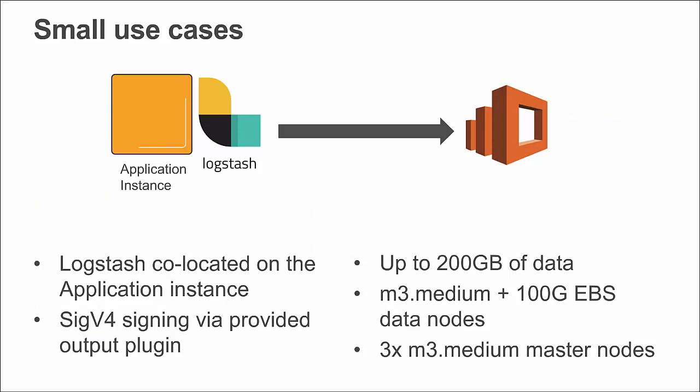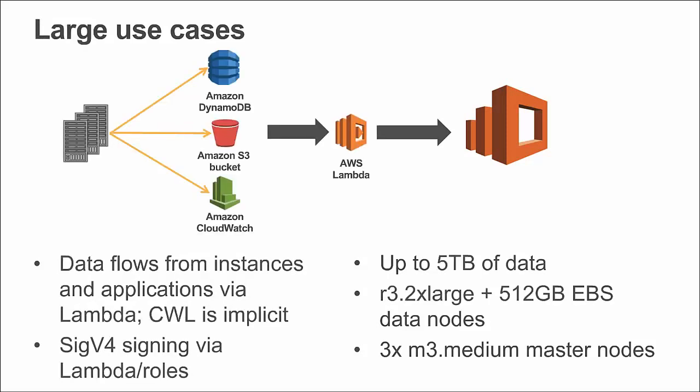So let's talk about a couple of use cases and ways to get data in. Many of our customers are already using Logstash to get data into open source Elasticsearch. For smaller use cases, we think this is still a fairly good pattern. You can use Logstash and connect to an Amazon Elasticsearch service domain. We provide a Logstash output that does AWS SigV4 signing, so it makes it easier to specify a user-based policy and send your data out with Logstash directly off the application nodes. This is good out to a couple of 100 gigs of data, perhaps with M3 mediums and 100 gigabyte EBS data nodes. And we always recommend master nodes for production settings.